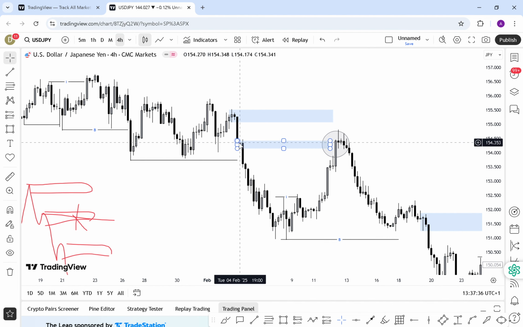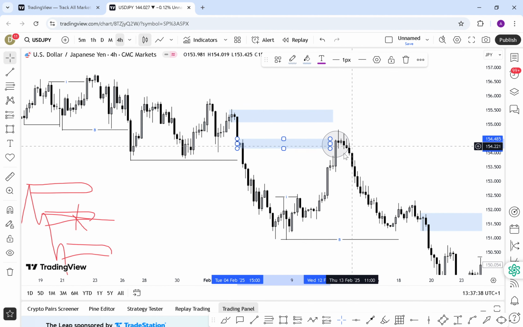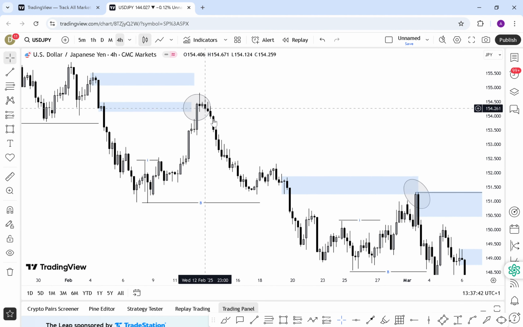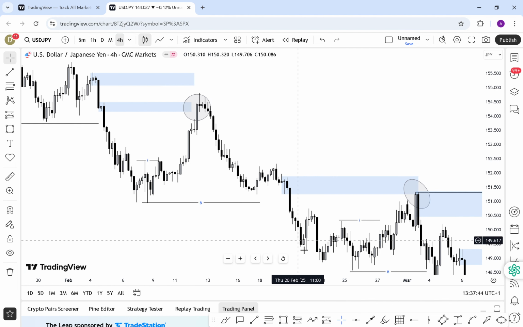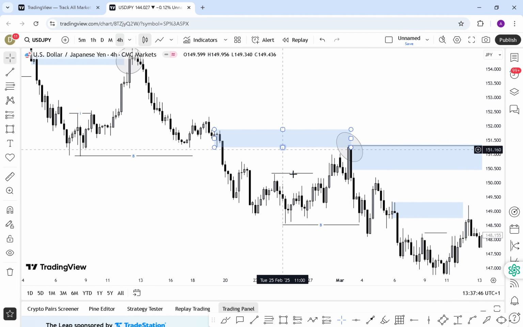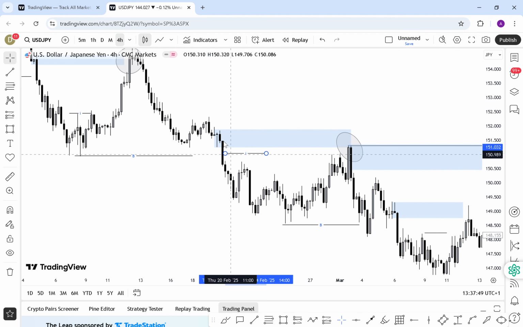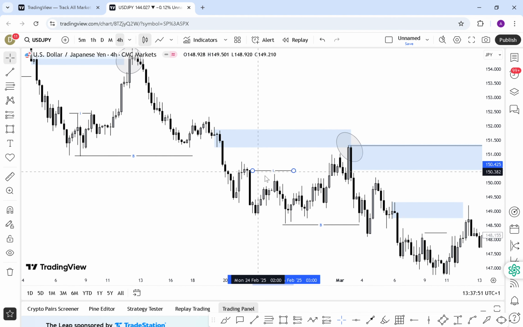So this is valid because it's a valid pullback. You can look for your entry confirmation here and sell. And you can see the market did the same thing, collapse, collapse. At the end of the day, it gave us an inducement. This was our first inducement, second inducement, third inducement. So this is the last one we are using.